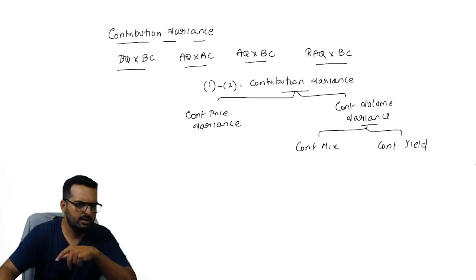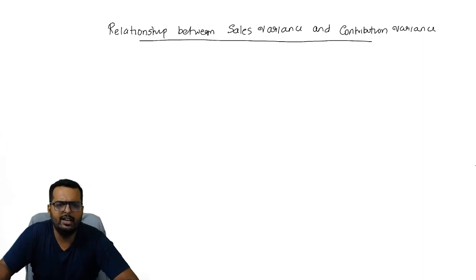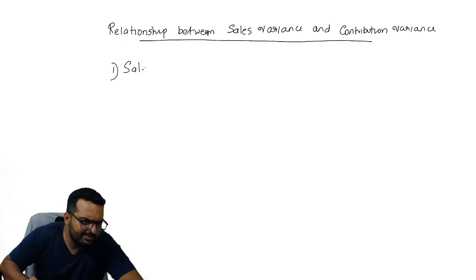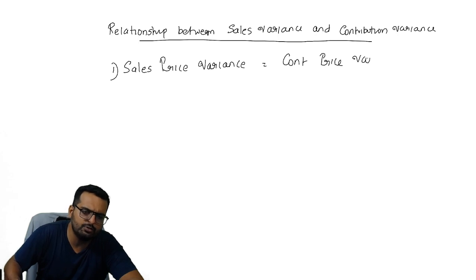Everybody done? Now friends, we will do the relationship between sales variance and contribution variance. Okay, wonderful Ashwini. Point number one, sales price variance will be equal to contribution price variance. First rule will be the same.